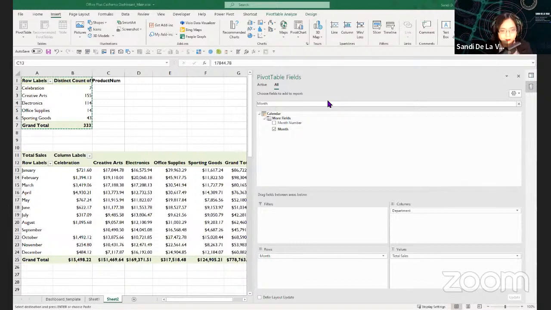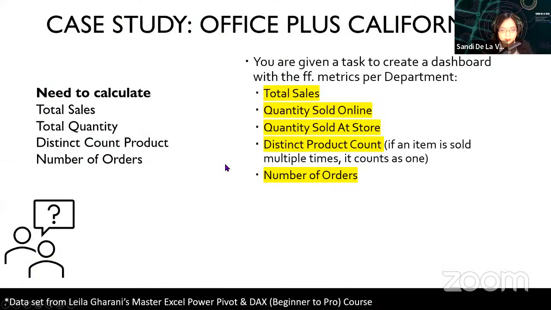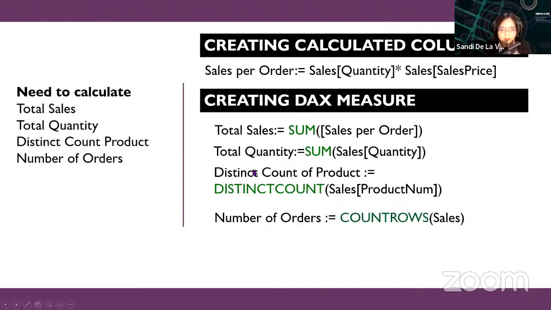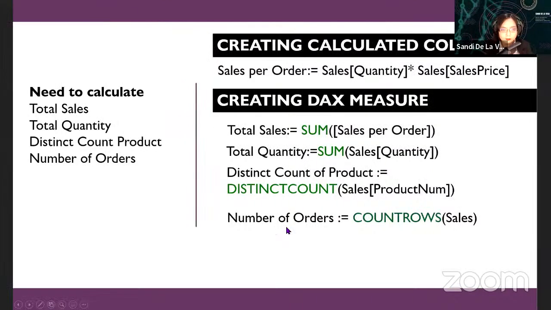Going back to the PowerPoint, to answer more business questions, we need to calculate more DAX measures such as total quantity, the distinct count of product, and number of orders. The calculated columns, we already tried one, the sales per order, and total sales. Now we just need to create more DAX measures such as total quantity, distinct count of product, and number of orders. Going back to the Power Pivot window, let me bring it up.